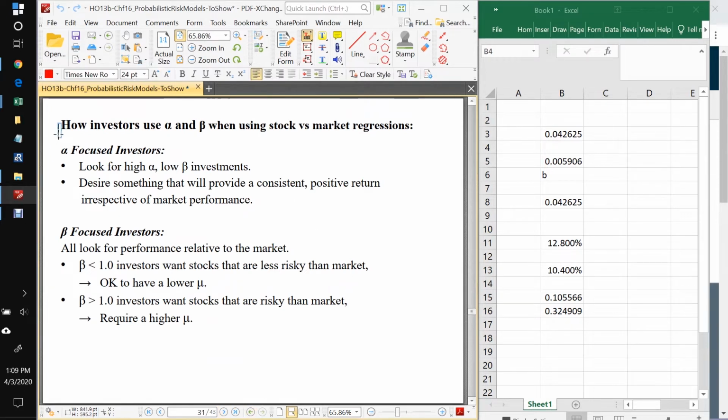Okay, so now that we understand how all this works, how do investors use alpha and beta when they perform these regressions? So essentially there are two types of investors. Folks that do this type of regression to help them decide what to invest in are either alpha-focused investors or beta-focused investors. Alpha-focused investors, they're looking for high alpha and low beta.